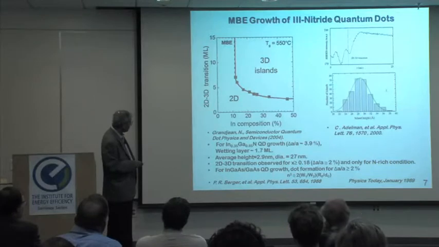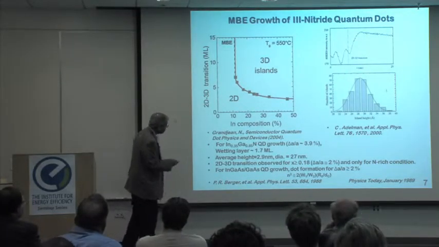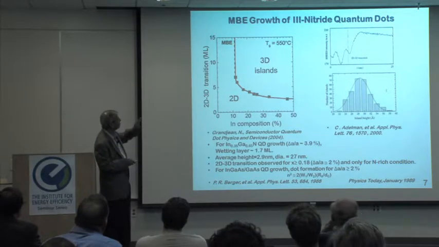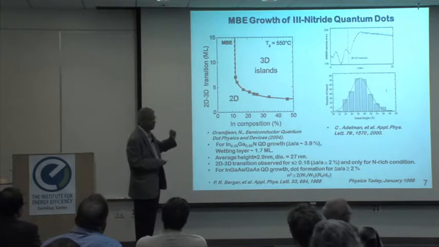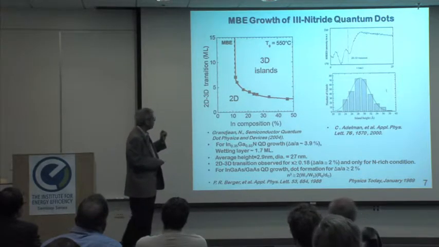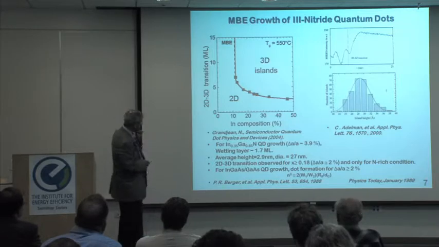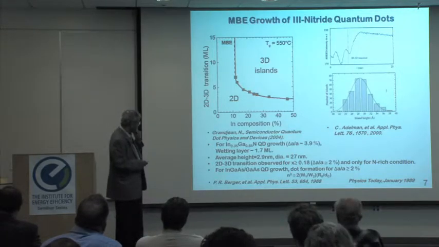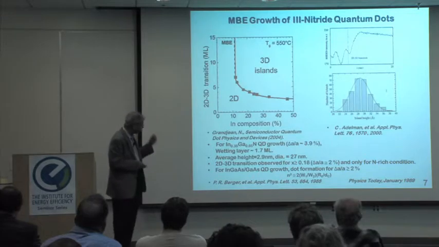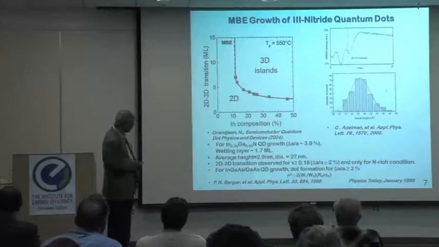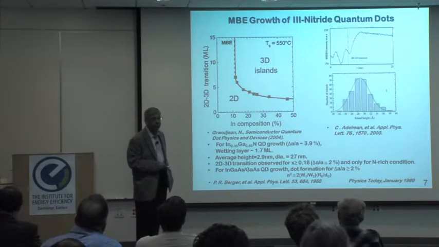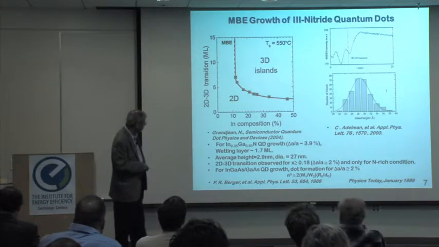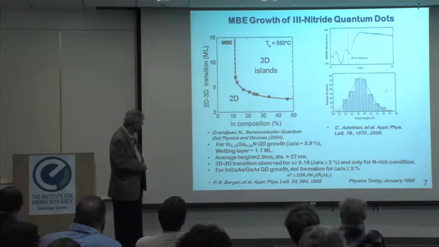The thing that caught my attention in this paper was the fact that they had done several things. They said that you can grow quantum dots as long as you are above 18% in indium, and you have to grow under nitrogen-rich conditions, and so on and so forth. Now, this 18% caught my attention, so we did a quick calculation, and we found that it translates to about a misfit of 2%.